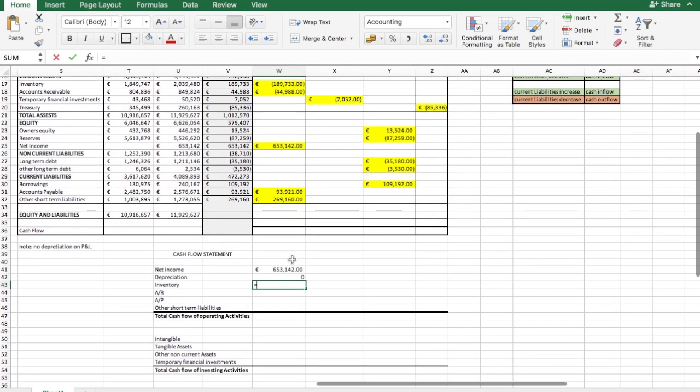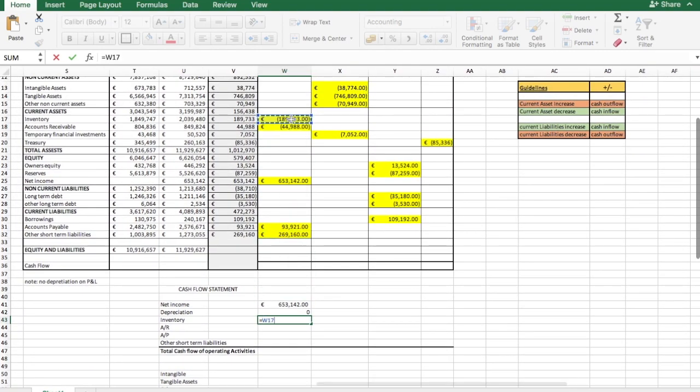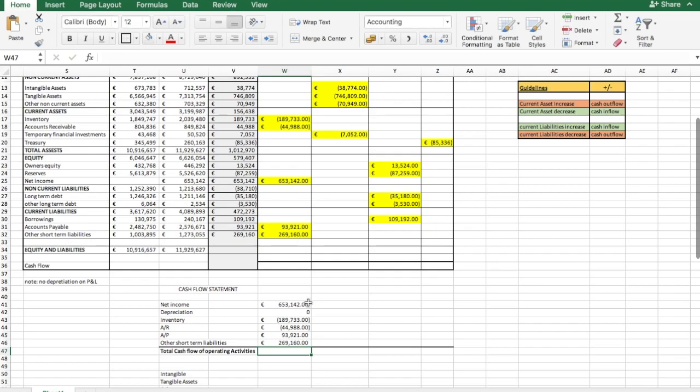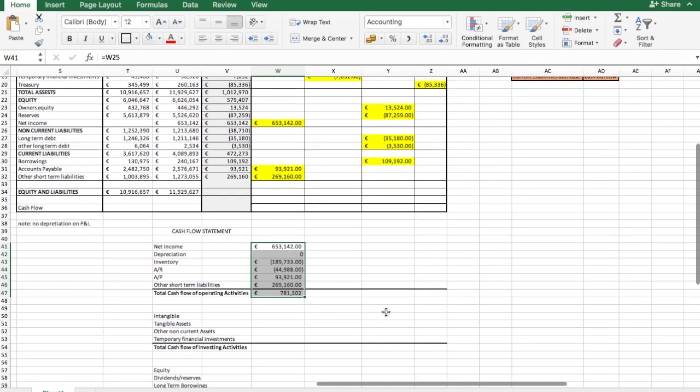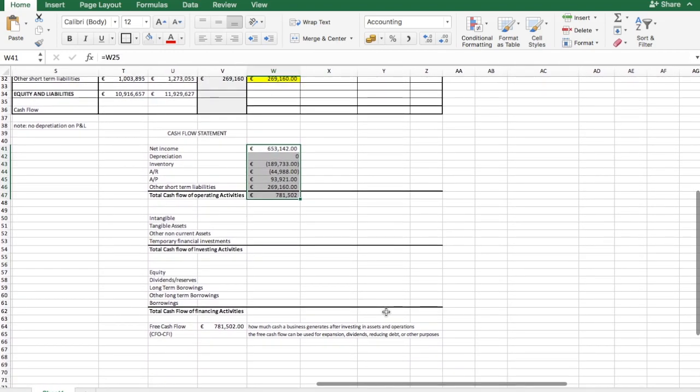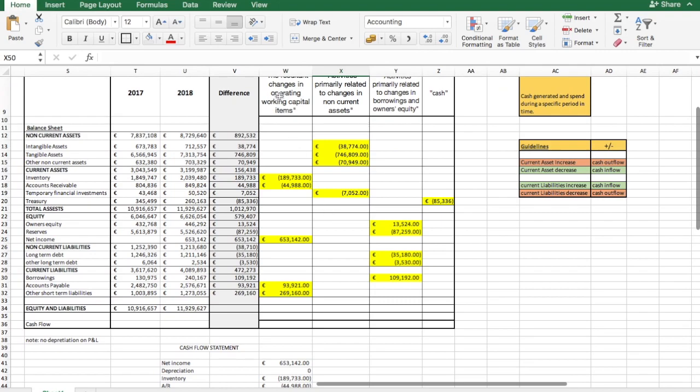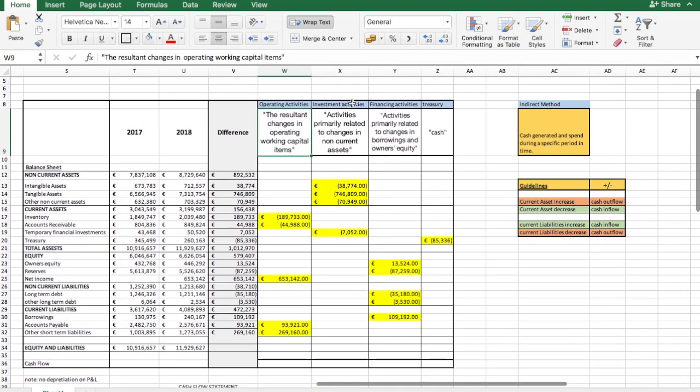Then we have inventories. We just put the amounts. Then accounts receivable. We just put the amounts. Accounts payable. And other short-term liabilities, which is here. And then we have the result of changes in operating working capital items.